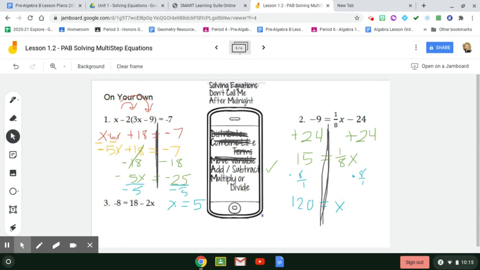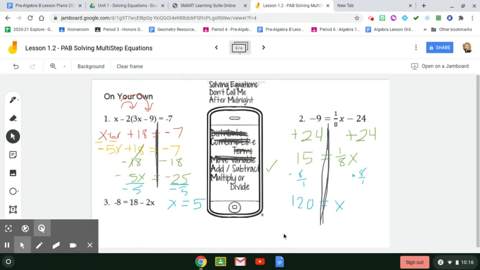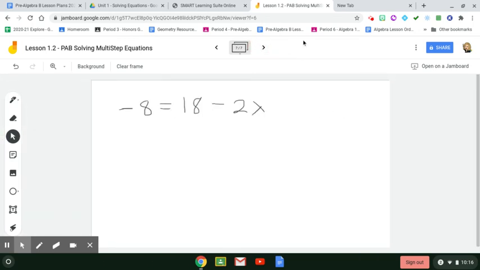Okay, and then my next one here, that number 3, hope I have some space here. If you take a look at question number 3, I might need to write that one down on another slide. Okay, I think I'm going to. So on question number 3, it was negative 8. I'm just copying it down on another slide. Just sit tight. Negative 8 equals 18 minus 2x. All right, so here it is. I'm going to draw my line.